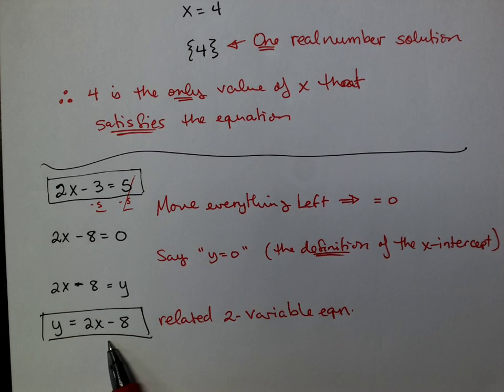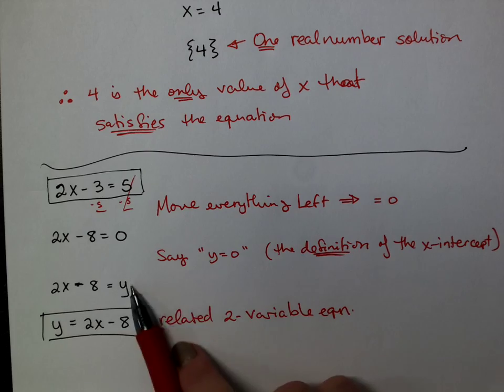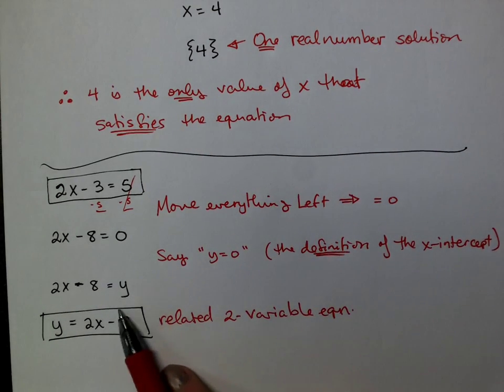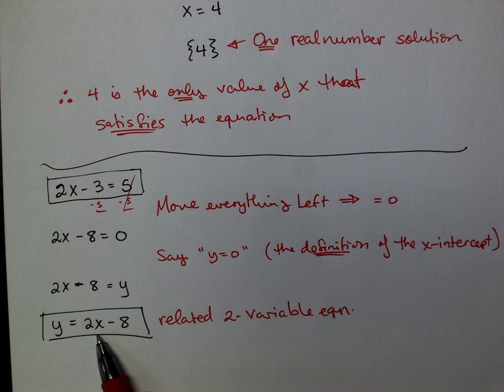Plug in an x. How many different x's can I plug in? Infinite. Yeah, and get infinite y's. How many points are on a line? Infinite, yeah. Okay. So once you have a y in here, when it's specifically y is 0, then you have that one special point. When you change it back to the related two variable equation, oh, you've got infinite points. That's what makes the line. All you need is 2 to graph it, but it actually has infinite points. Okay.